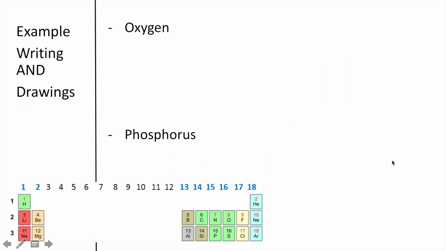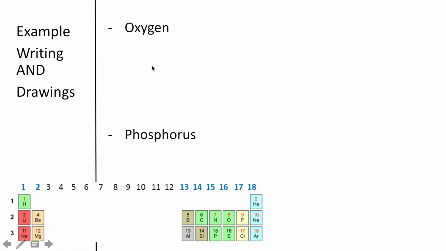Here are some examples that I would like for you to try. Write this down, and what I'd like for you to do is to write the electron configuration and to draw the electron configuration for both oxygen and for phosphorus using your periodic table. Pause the video and restart it when you're ready to check your answers.